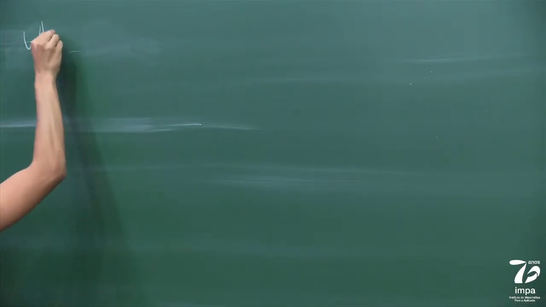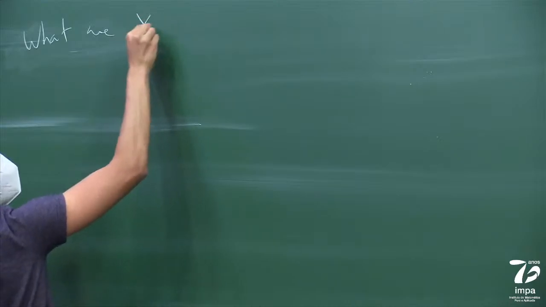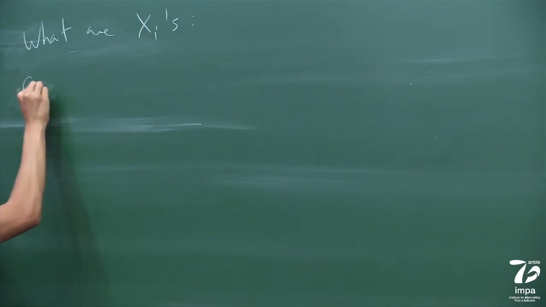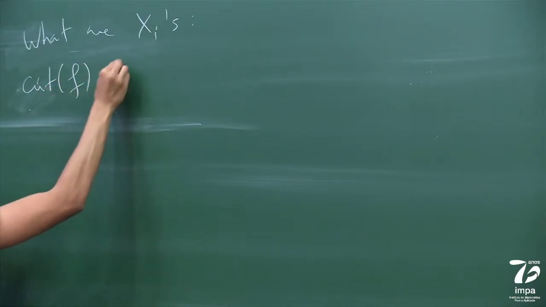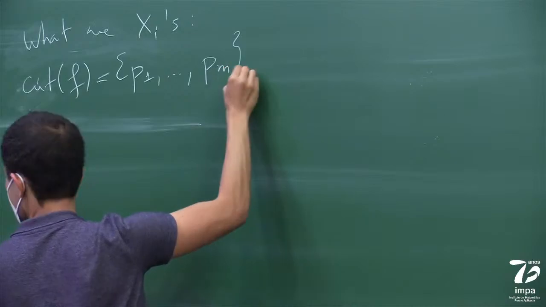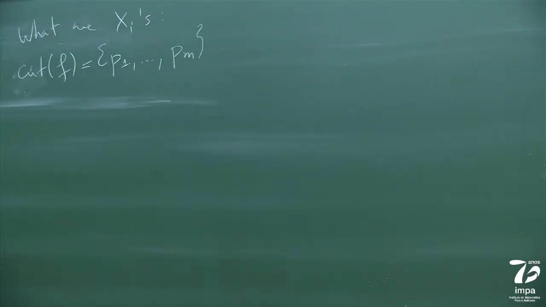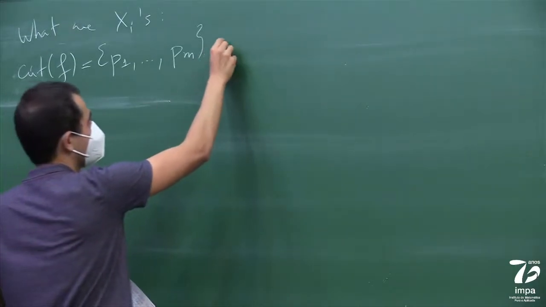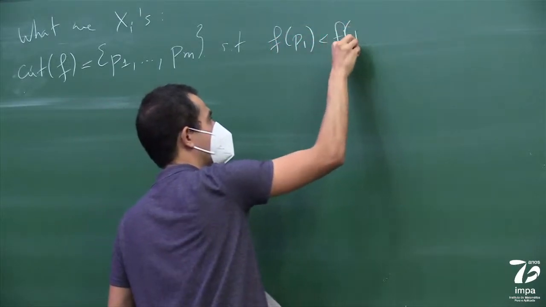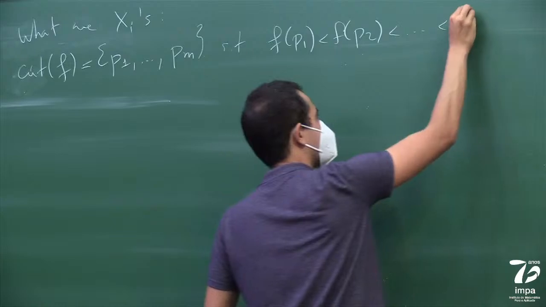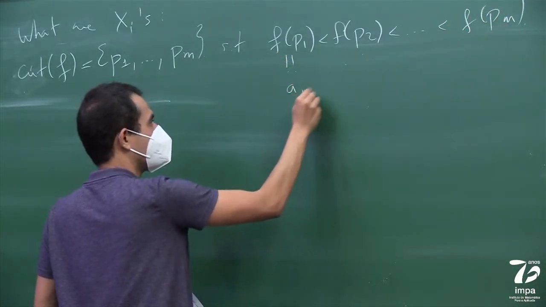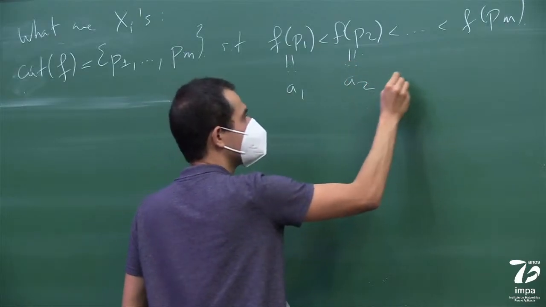What are these Xi's? Basically, we fix the critical points. We say the critical points of f are p1 through pm, such that f of p1 is less than f of p2, and so on, less than f of pm.